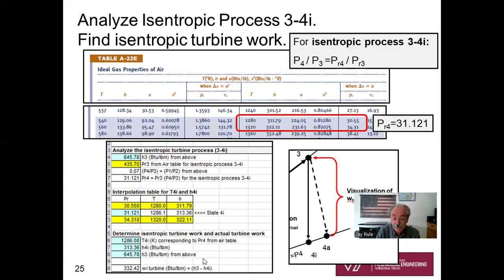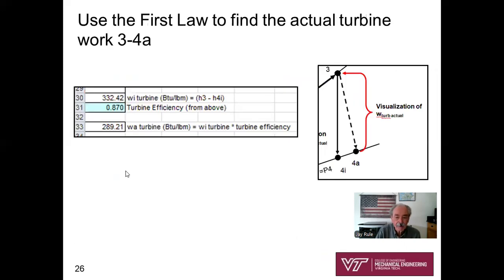332.42 BTUs per pound. That's the isentropic turbine work. Well, now I remember turbine efficiency. Should be like child's play now. Here's our isentropic turbine work, 87% turbine efficiency. Should I expect my turbine work actual to be bigger or smaller than isentropic? Of course, smaller. So I'm going to multiply my isentropic turbine work by the efficiency to get a smaller number, 289 BTUs per pound. Just good common sense, figuring things out rather than using a formula sheet.